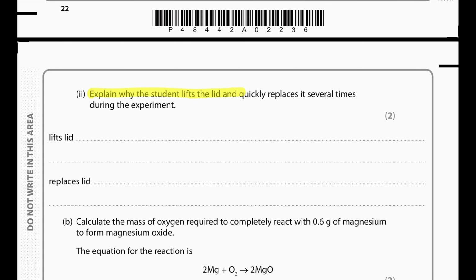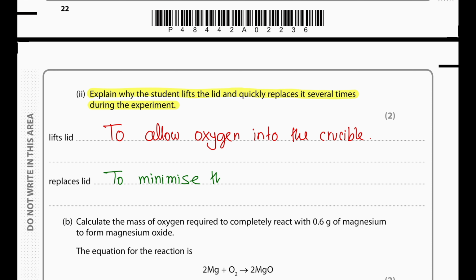Explain why the student lifts the lid and quickly replaces it several times during the experiment. So why does he lift the lid? He lifts the lid to allow oxygen to enter the crucible. The reason why he replaces the lid is to minimize the loss of magnesium oxide, which can be like a smoke and it can just fly off.